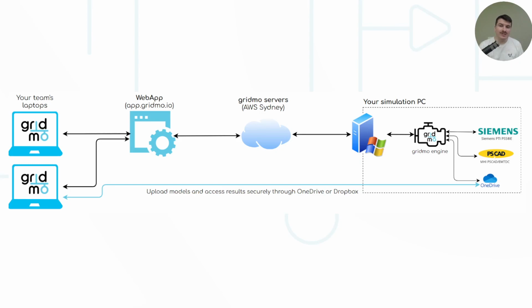The Gridmo engine interfaces with Siemens PSSE, Manitoba Hydro PSCAD, and other simulation tools, and also generates plots and output files. It essentially runs the simulations for you. The Gridmo engine executable talks to Gridmo servers and asks for work to do. It can run up to 24 parallel simulations between multiple projects, multiple people, and multiple bits of software, and it will do so in a way to achieve the fastest simulation output.